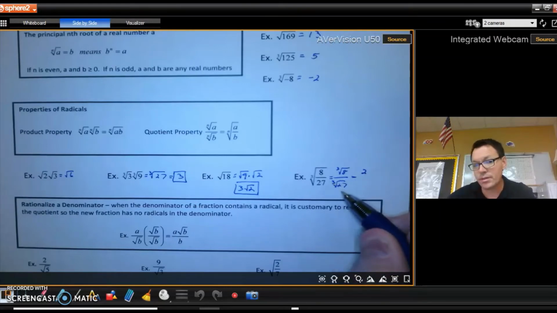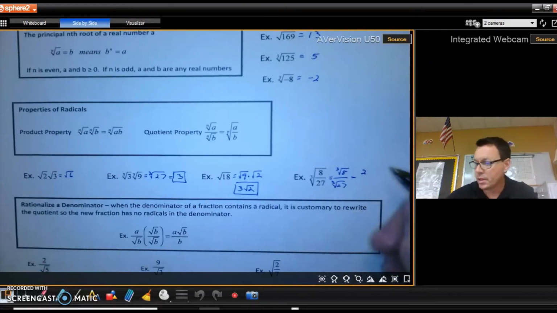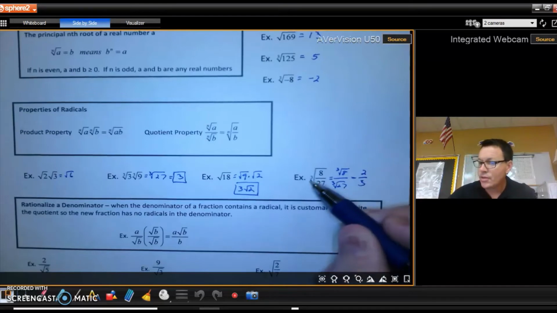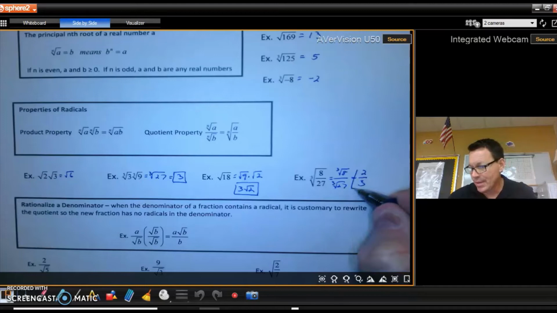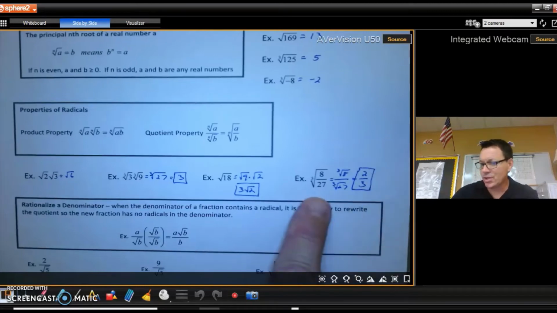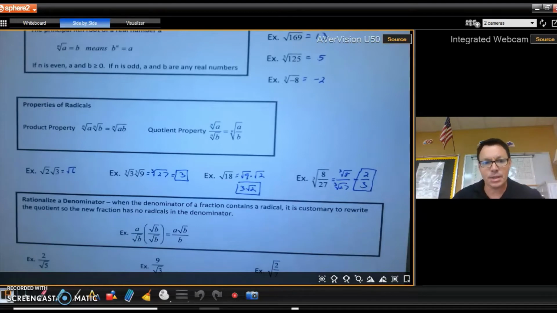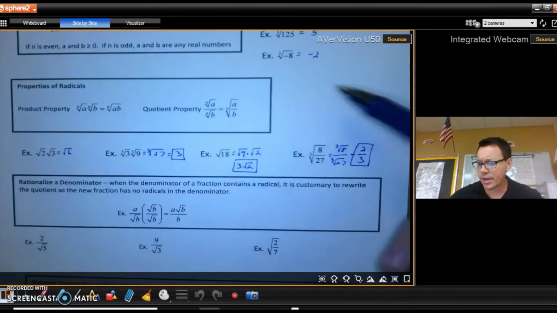The cube root of 27 is 3. 3 times 3 times 3. So the cube root of 8/27 is 2/3, which was a little confusing just looking at that fraction, but once I split it, I could deal with those separately, and it made a little bit more sense to me. Okay.